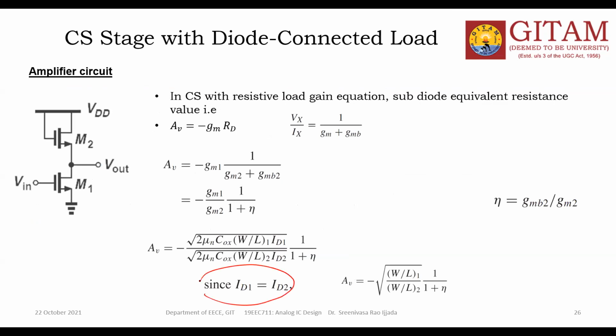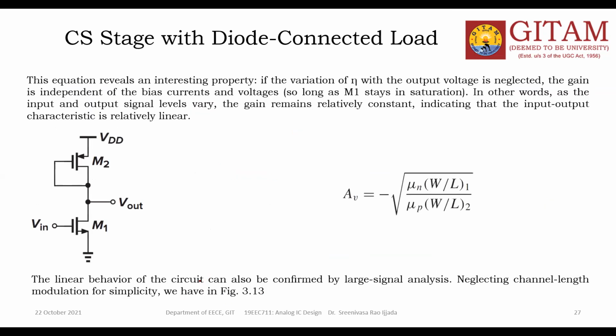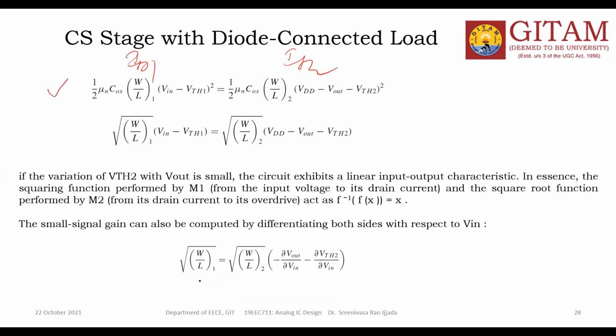What is ID1? ID1 means the first device current, whenever it is in saturation. ID2 means the second device current, whenever it is in saturation. For the saturation current equations, you know, that is 1/2 µCox W by L into (Vin minus VTH1) whole square. Similarly, the second device, 1/2 µCox W by L into (VDD minus Vout minus VTH2) whole square.